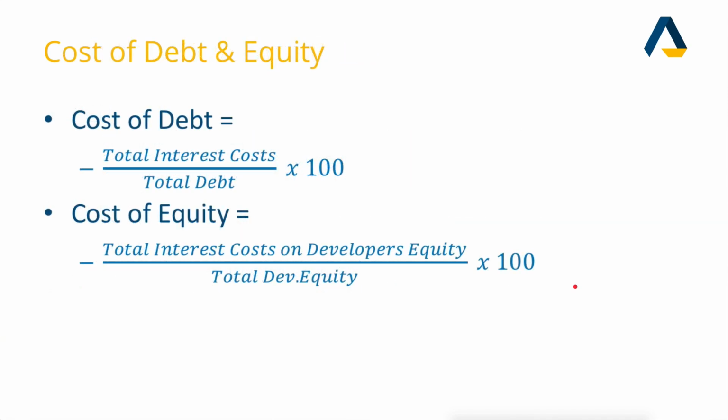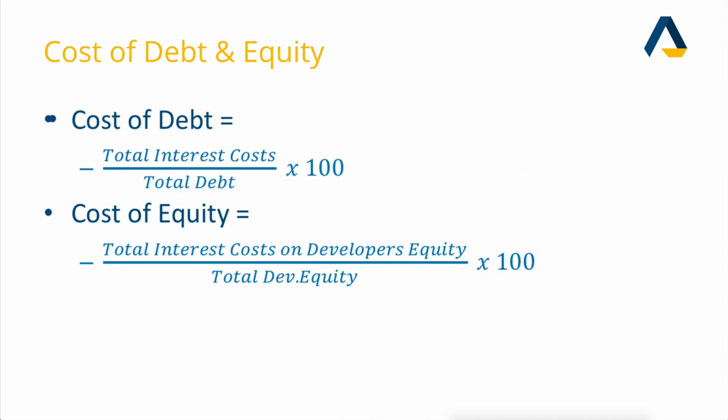So, cost of debt and equity. Cost of debt is equal to total interest cost divided by total debt times 100, and cost of equity is equal to total interest cost on developer's equity divided by total developer's equity times 100.